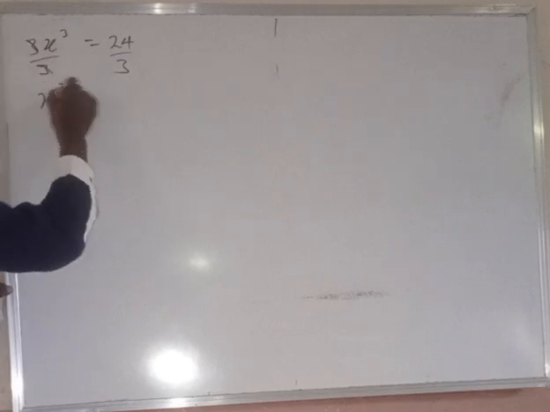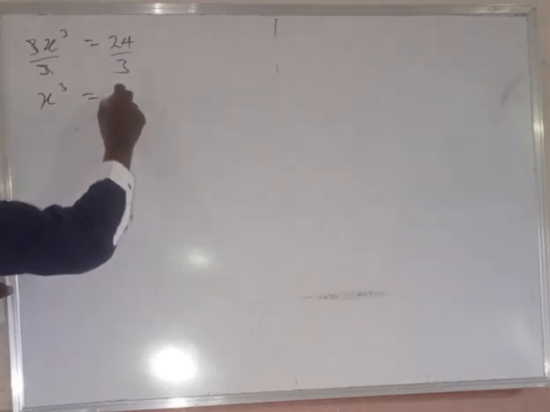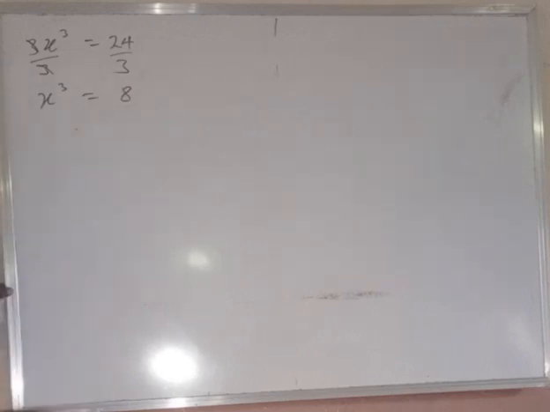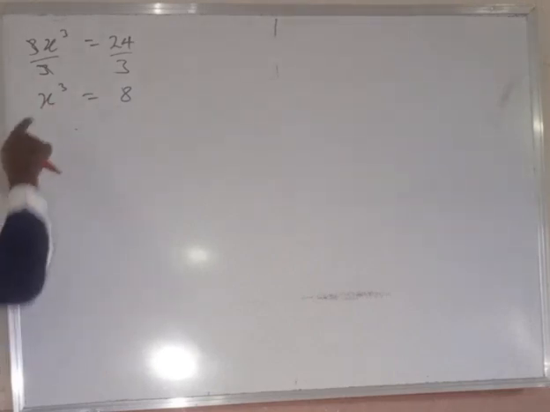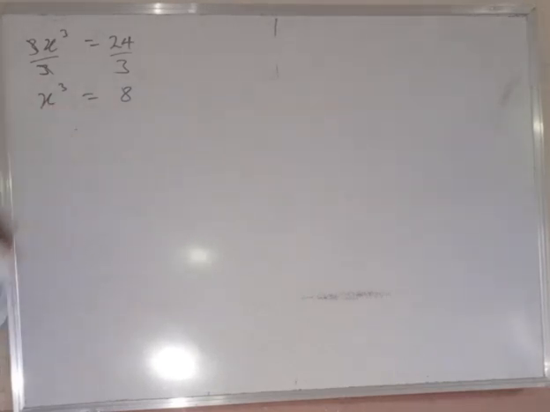So that means x raised to power 3 here is going to be what? 24 over 3 is what? That is 8. Can I continue? All right. So what do we now do? Remember this time, one base is a letter, the other base is a number. How do we treat that?